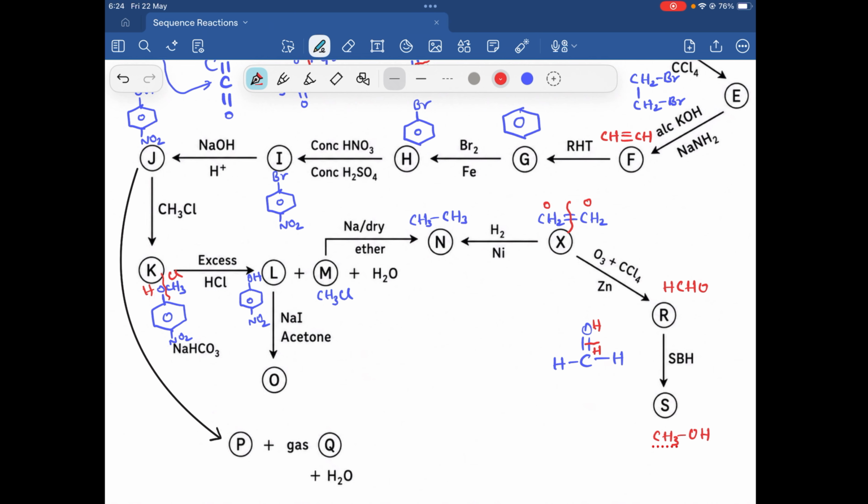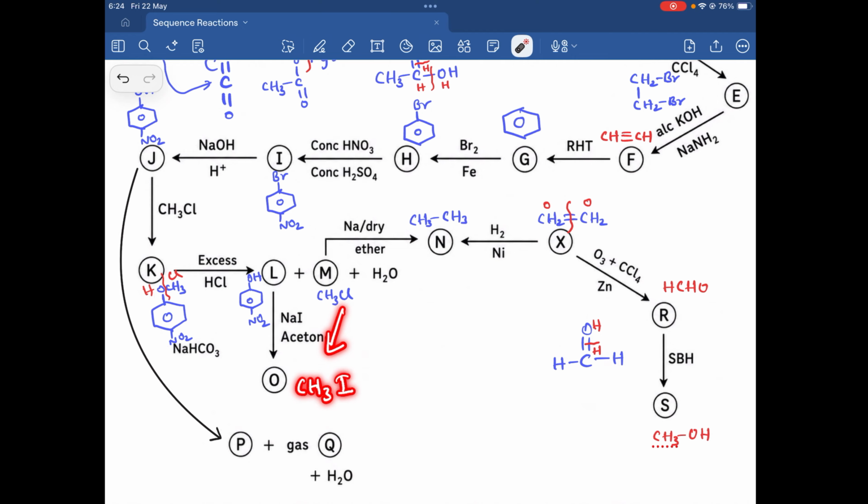Now this on reacting with NaI in the presence of dry acetone. No, this is not possible. You can take this NaI acetone for this. If you take that, you will get CH3I, which is the Finkelstein reaction, a halogen exchange reaction.